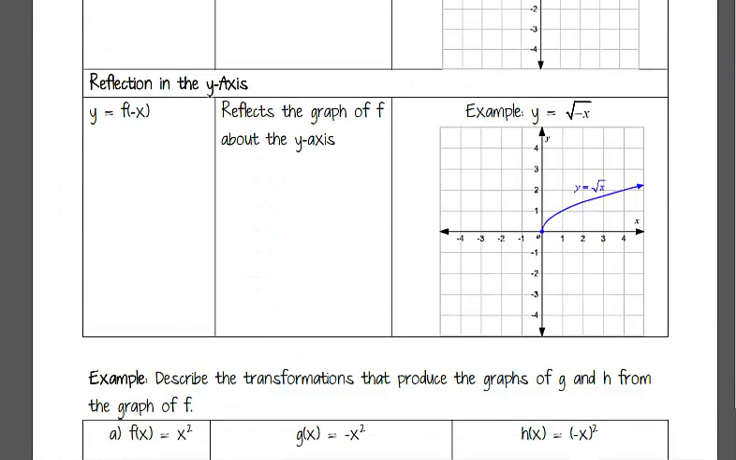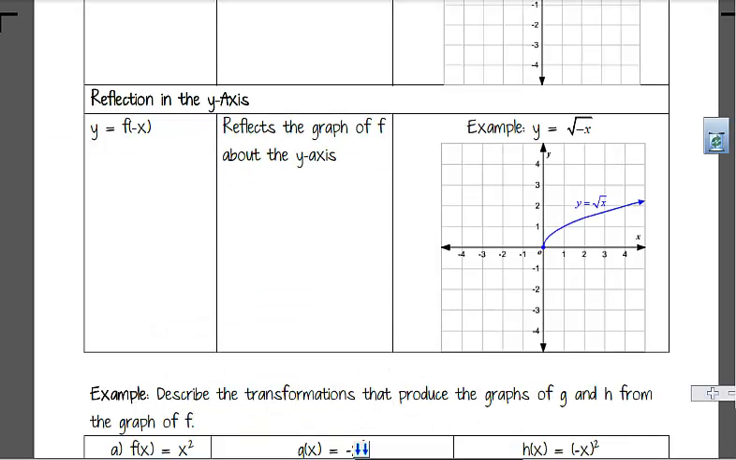All right, so we're going to reflect it. Where did I say about the y-axis? Because we have a negative right here, each point is going to flip over. (0, 0) still stays because it's on the axis, but (1, 1) is going to flip to (-1, 1). And then our (4, 2) is going to be (-4, 2). And so it looks like this.